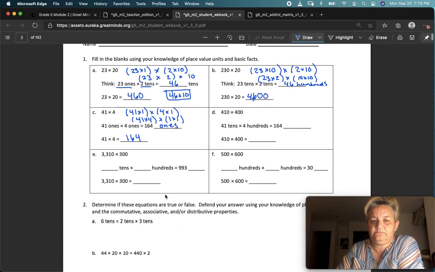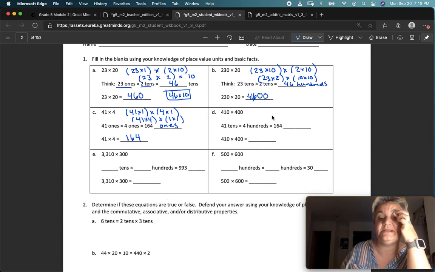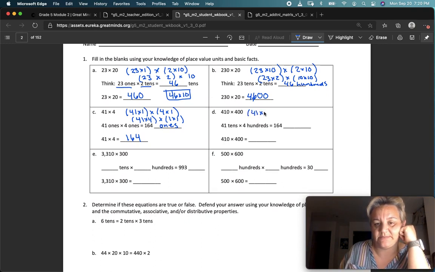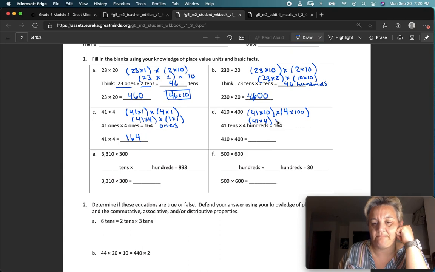Next one. Are you following along here with this distributive property and this associative property? So 41 tens, 41 times 10, and 4 hundreds, 4 times 100, equals 164. So they did this, 41 times 4. They moved that 4 over here, and then they're moving the 10 over there, so they've got 10 times 100. Well, 41 times 4 is 164, because we just had that over here. But 10 times 100 makes 1,000, so we're going to say thousands.